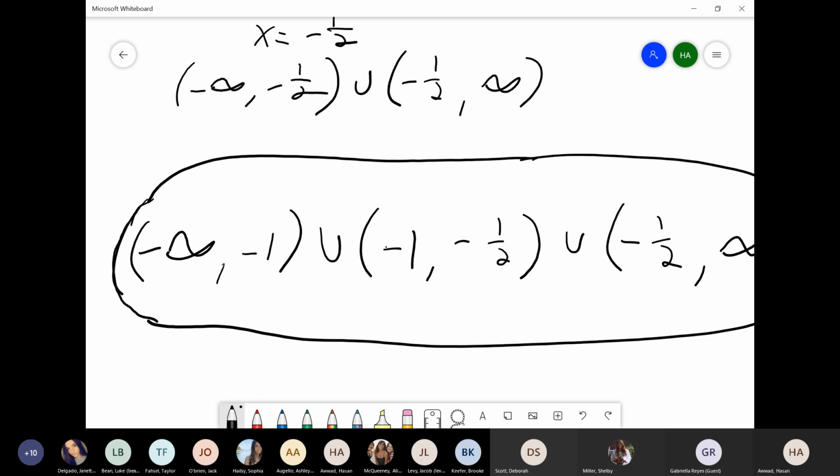Okay. So hopefully that makes sense for you guys. The entire idea is you're taking into account the two different domains, and you're basically getting rid of those 2 points in particular. All the other numbers work for both the original and the composition.